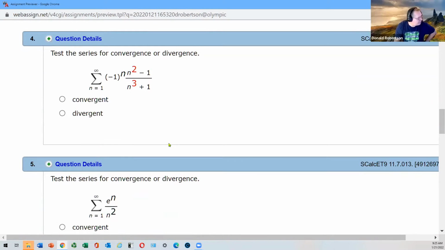Well, this one's a bit messy. What would you use in question 4? What method? Alternating series test. Correct. What's your gut feeling? Converge or diverge? Just by looking. Hopefully you've done enough that you start getting a gut feeling about them.